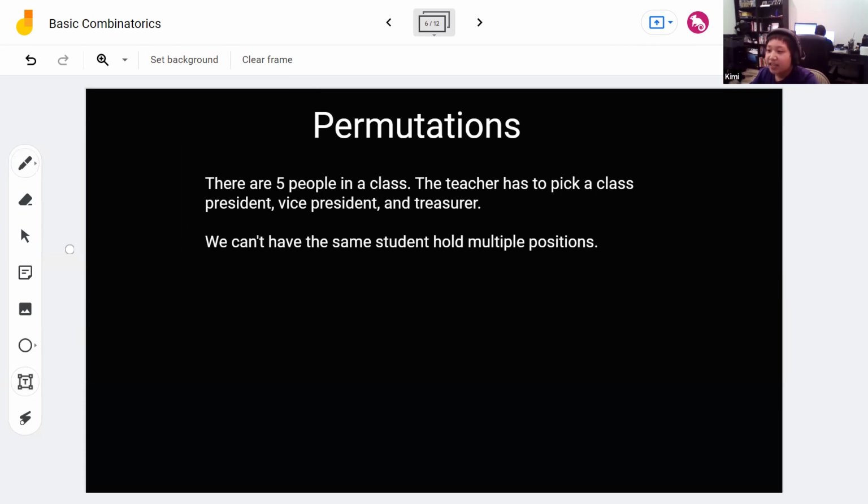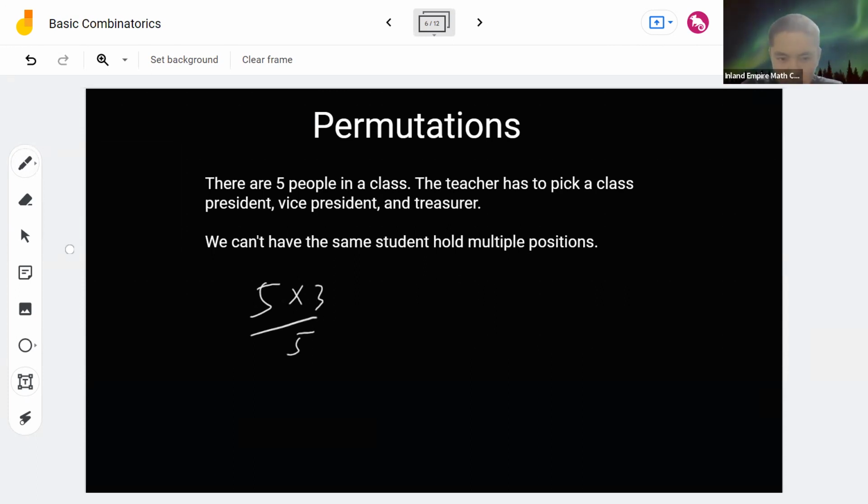Let me guess. It is 5 times 3 divided by 5, which means it equals 5. That's a good guess. But I don't think that's quite the case, Kimmy, because that means there's only 3 ways to choose them, right? And I'm pretty sure there's more than 3 ways to choose the officers.